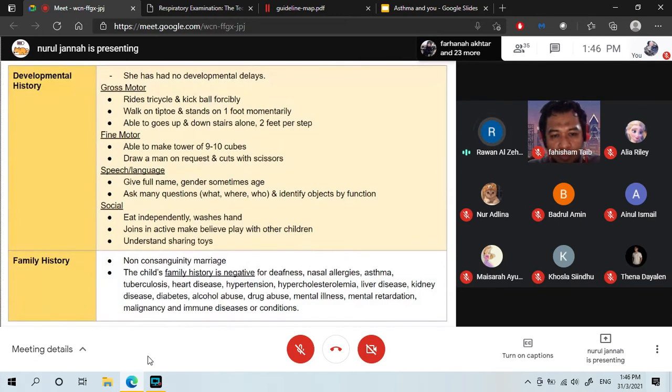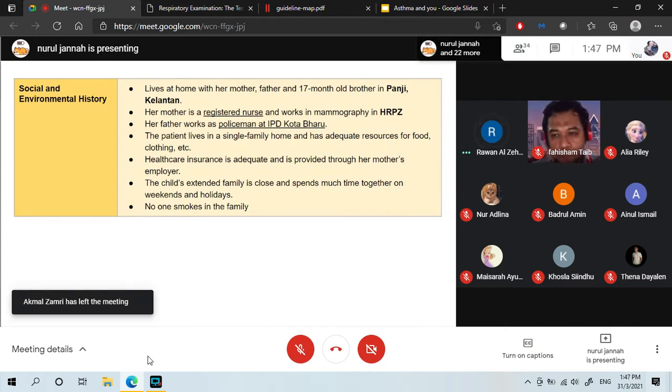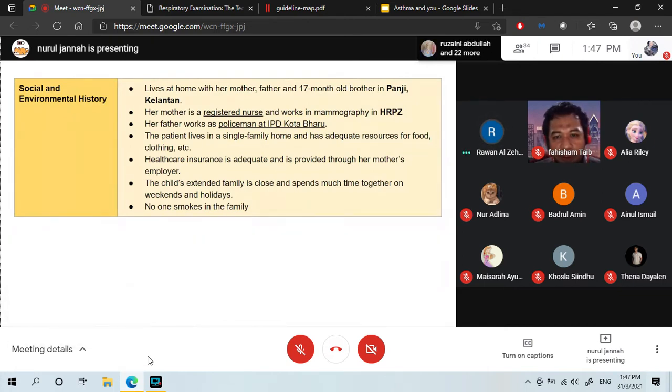So, next slide. For social and environment history, she is living at home with her mother, father, and 17-month-old brother in Banjaya, Kelantan. Her mother is a nurse and works in mammography in HRBZ. Her father is a policeman at IBD Kota Bharu.